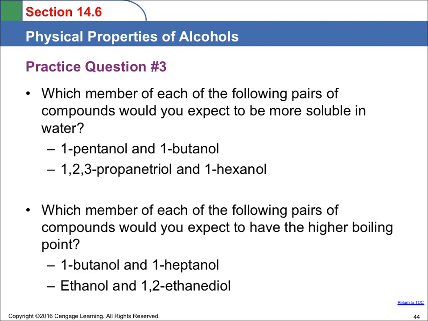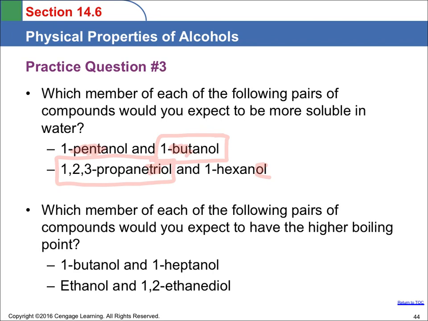So here's a practice question. Which member of each of the following pairs would have the highest solubility in water? If we're going to compare one pentanol to one butanol, the difference is pent versus but. The smaller molecule is going to have the higher solubility. The second example, we have a triol versus just one alcohol group. The more alcohol groups you have, the higher the solubility.